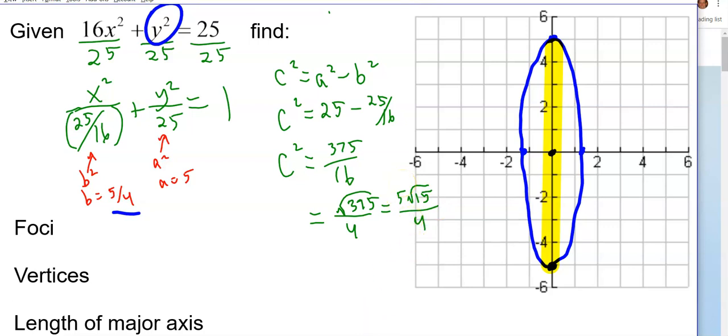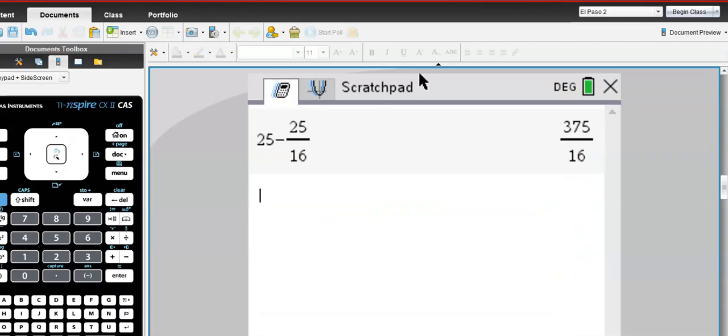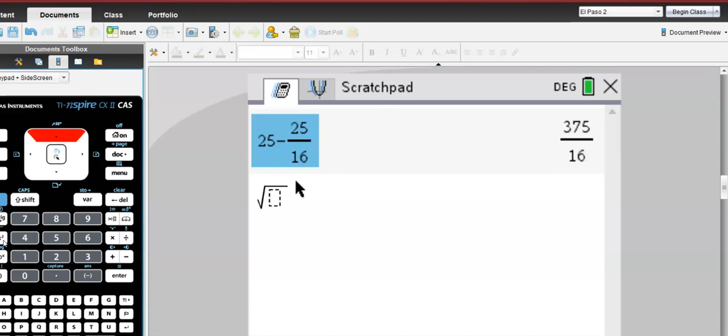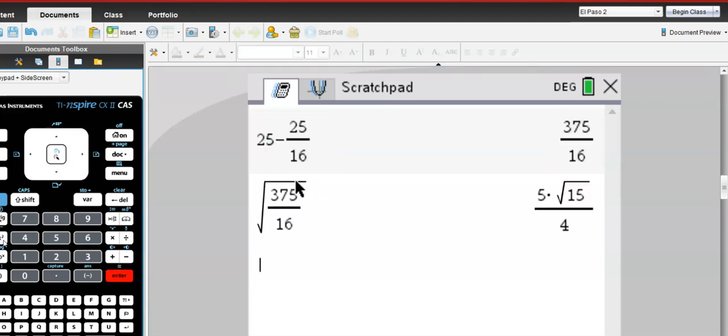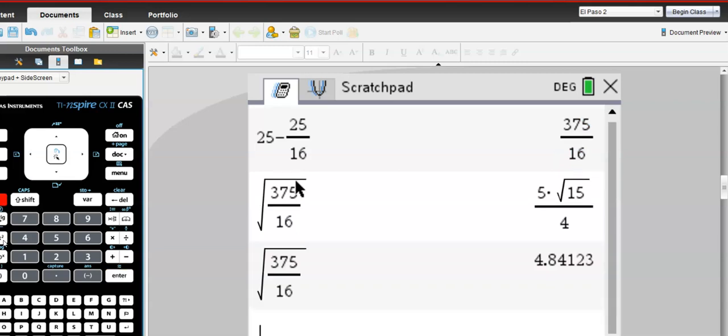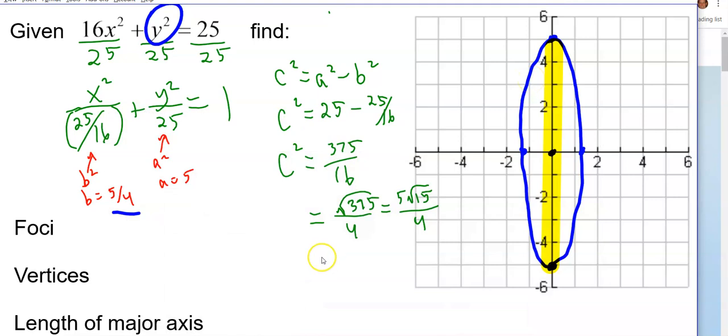Now you probably need to type that in your calculator to get it. So whatever, I'm just going to do this. I'm going to take the square root, hopefully this works, of that value, 375 over 16, and then Control Enter gives you a decimal, 4.8. So that's approximately 4.8. So I go 4.8 units up. Wow, way up there, close to 5. 4.8 units down, way down there. Those are my 2 focus points.